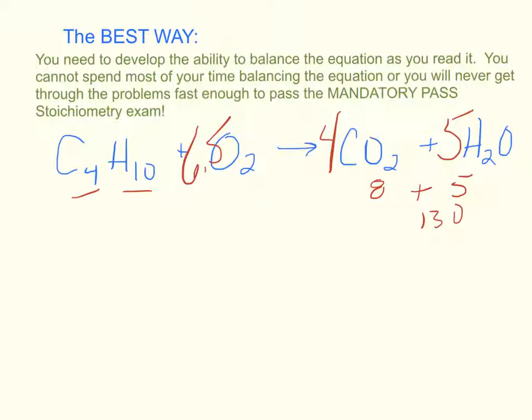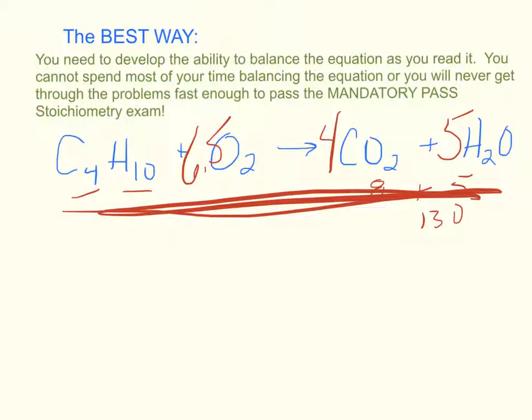I'm already done, balanced it, it's set, ready to go, and I can move right on to the main part of the stoichiometry mandatory pass exam, and that's to do the actual calculations. Remember, just getting to this part here is just the very first part of the problem. This does not actually get you to the main part of the problem, which you're going to have to spend most of your time on doing your calculations.